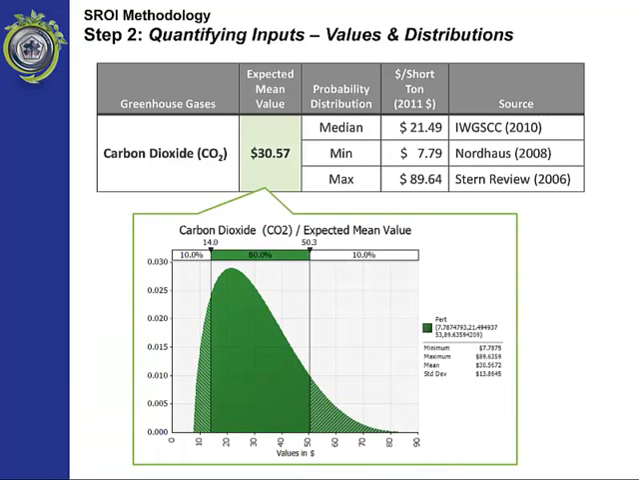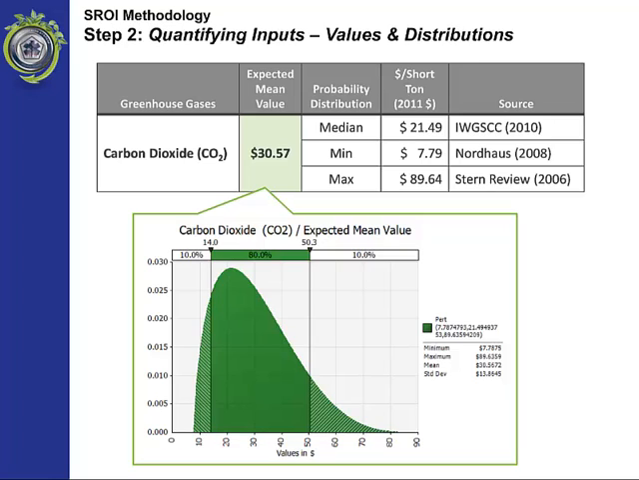Part of quantifying inputs is introducing risk into the process, as shown in this diagram. It shows the probability distribution used in a recent study to quantify the social value of an incremental ton of carbon dioxide. These values were selected by reviewing over 200 published social values for CO2 that have been produced by economists in the last decade.